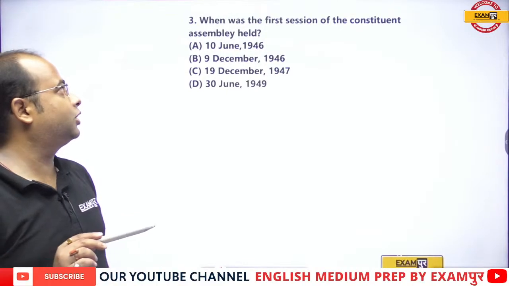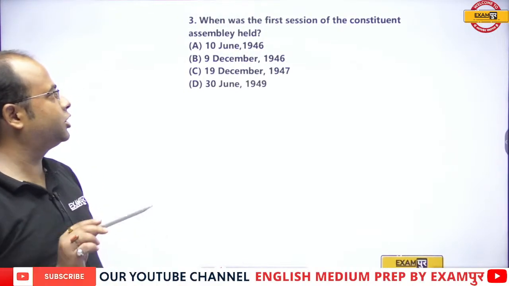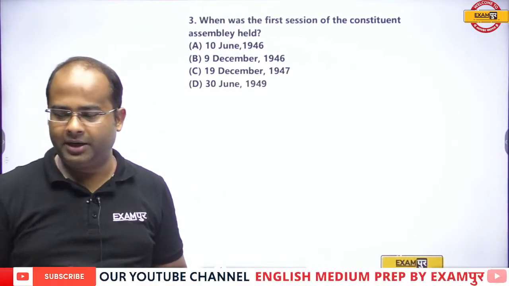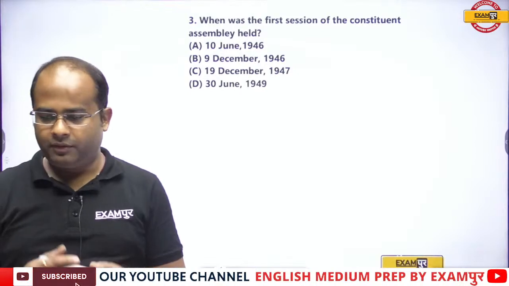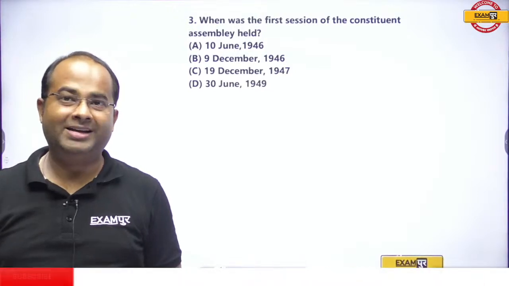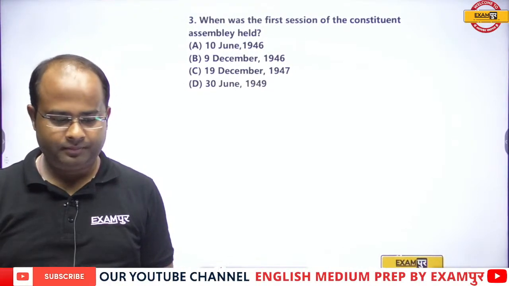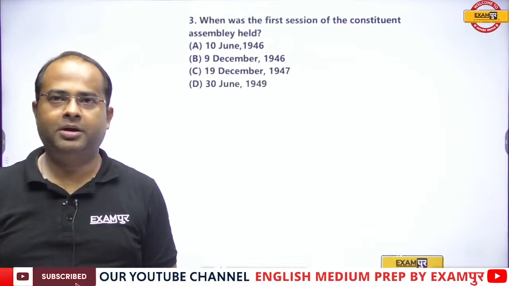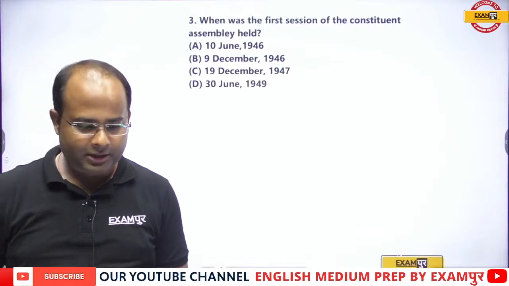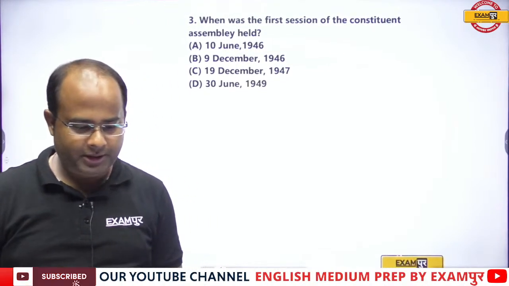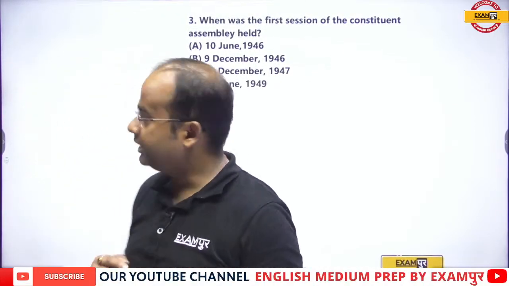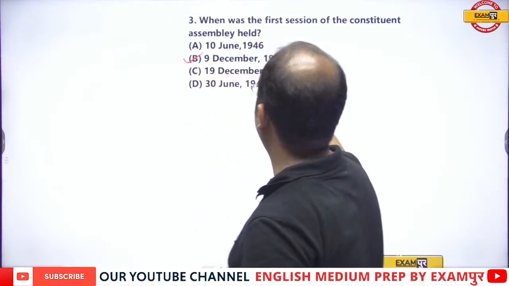The first session of the Constituent Assembly was held on 10 June 1946, 9 December 1946, 19 December 1947, or 30th June 1949. So the first session of the Constituent Assembly was held on which day? Okay, Kainat, very good afternoon. And option B, very good. So option B, guys, is the correct answer. That is 9 December 1946.